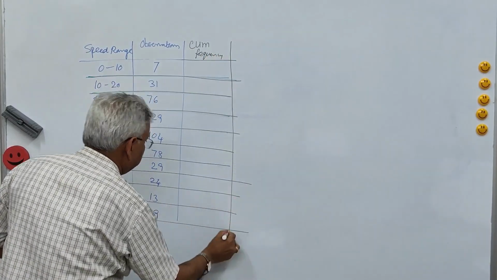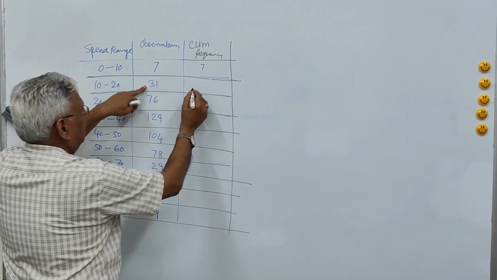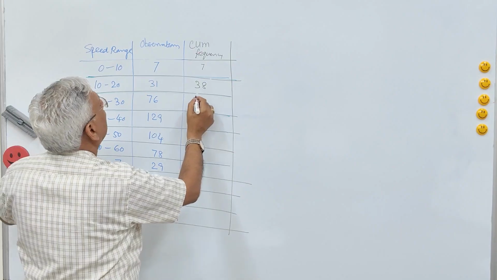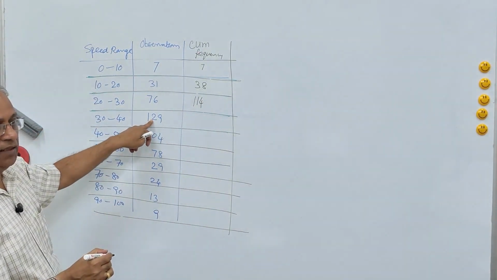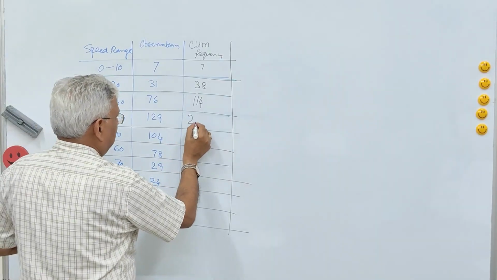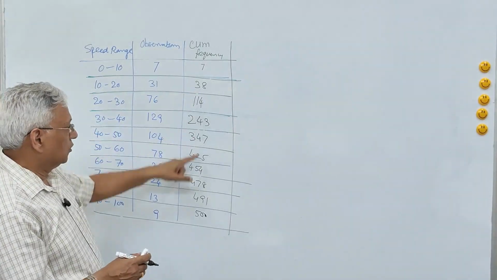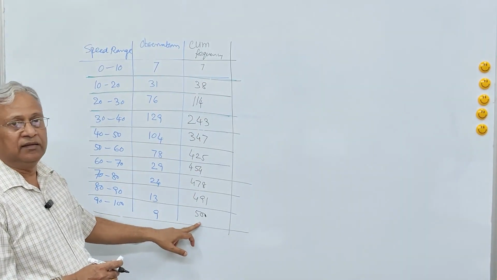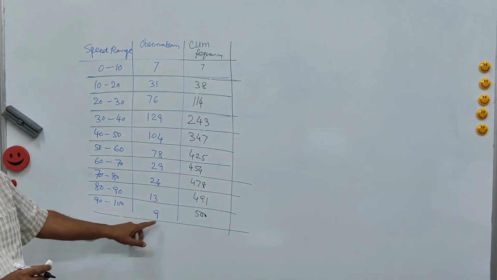Cumulative frequency. So first row is 7, next 7 plus 31, that is 38, 38 plus 76, 114, 114 plus 129, that is 243, and so on. You complete this column. So this is now the cumulative frequency, final figure is 500. If you take sum of all these values, it will be 500.